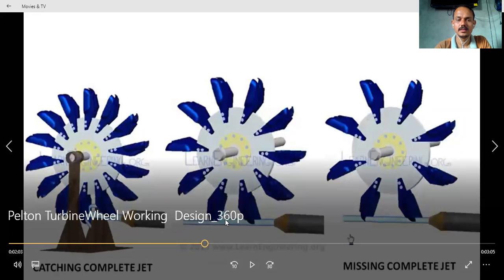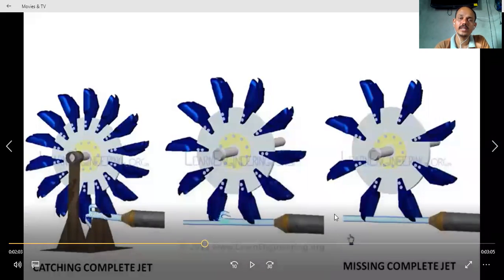Can you see it here? Yes, sir. 50% of the jet moves in the forward direction without striking. Here the total jet is moving without striking. It means the turbine cannot convert that kinetic energy into mechanical energy. So for that purpose, the arrangement of the bucket and the jet is very important. Then and only then can we extract the maximum amount of energy of water and convert it into mechanical energy.